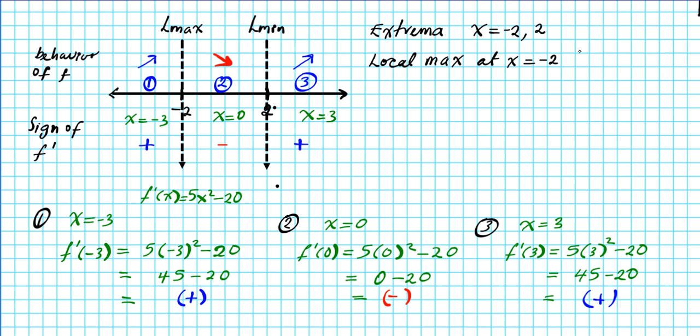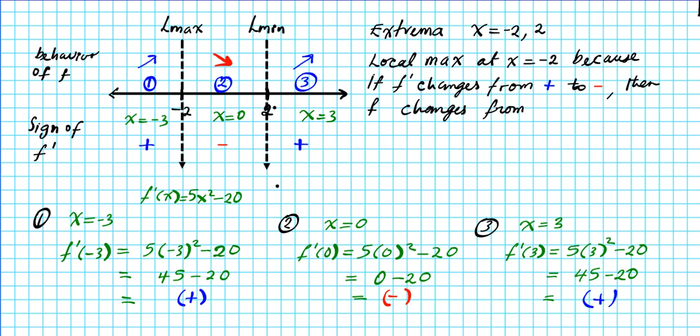And this is because if the first derivative f prime changes from positive to negative, then f changes from what? Changes from increasing to decreasing, which results in what? According to the first derivative test, which results in a local or relative maximum.